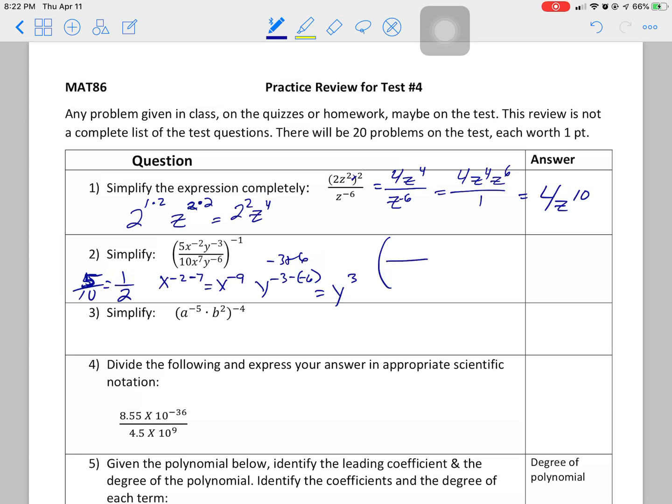Let's see, that was a 1/2. So that means the 2's on the bottom and maybe the 1 on the top. Let's see what else we got. We have an x to the negative 9, which means to make it positive, we should put it down here. And then we have y to the 3rd, which means it should go up here. And then the whole thing is still to the negative 1 power.